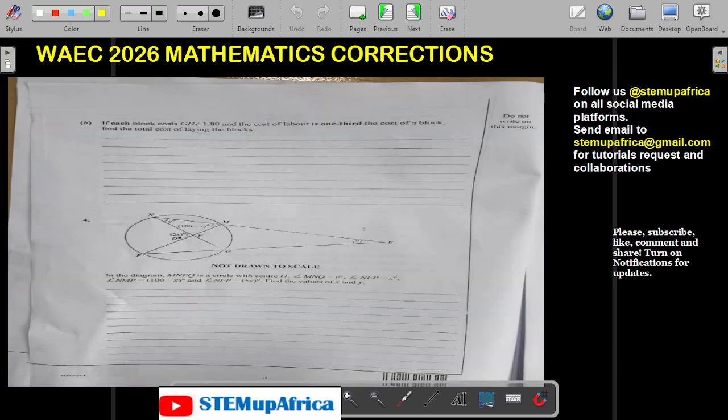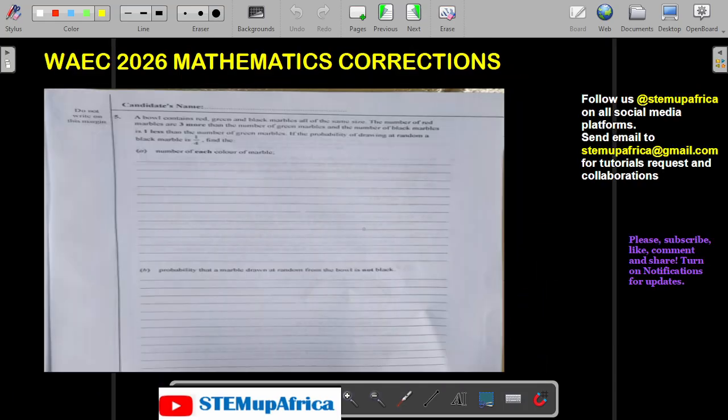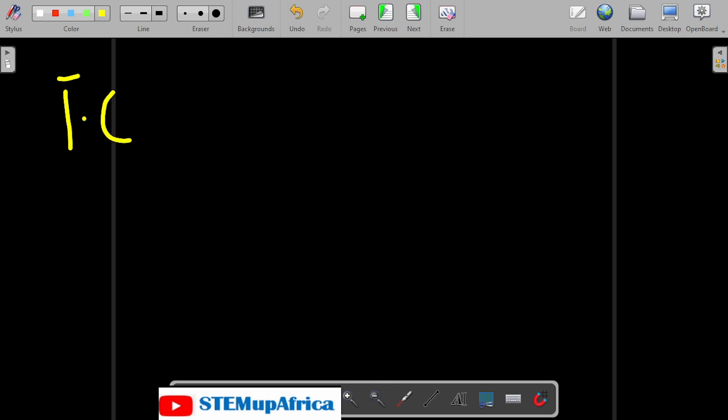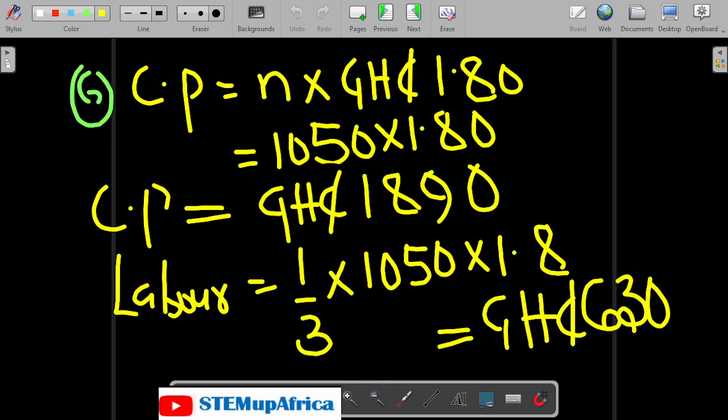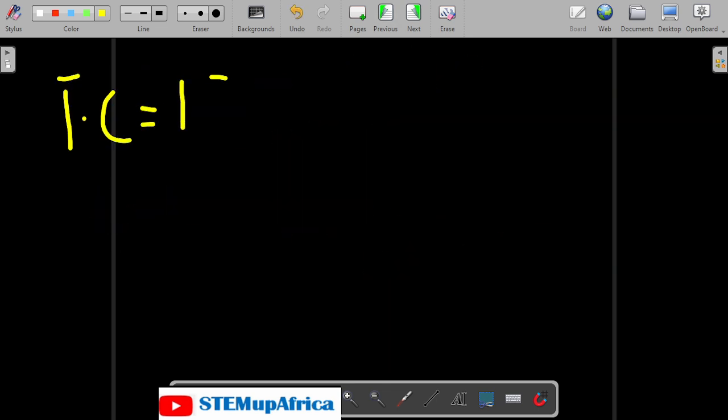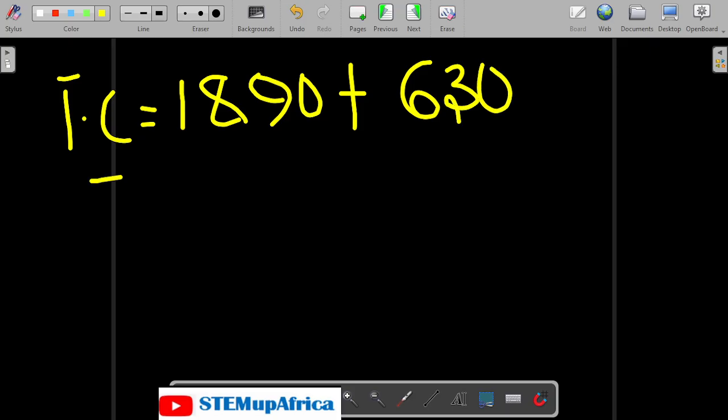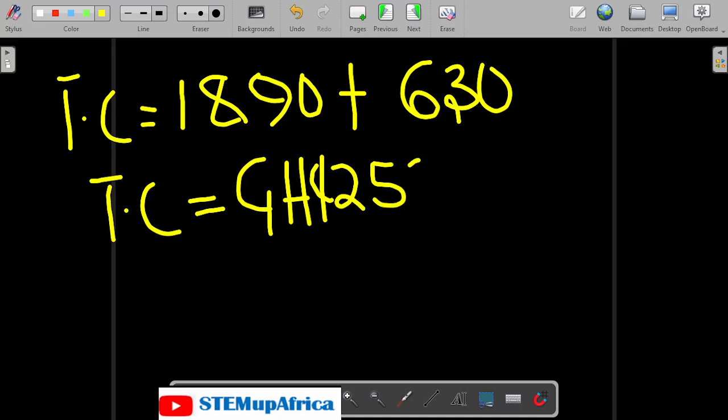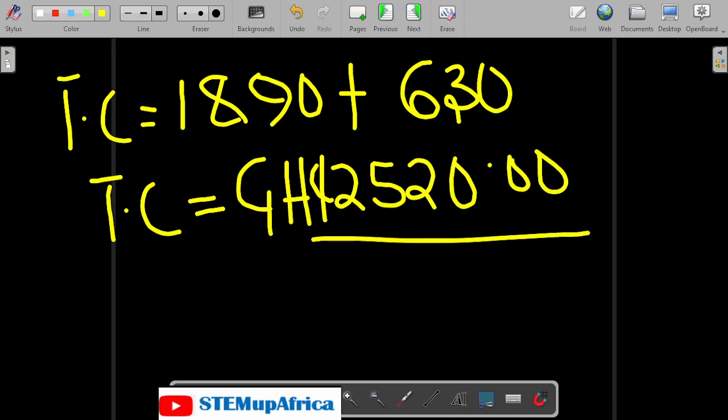The question is, find the total cost of laying the blocks. So the total cost, TC, is the amount for the blocks, 1890, plus 630, which is the cost of labor. The total cost will give us 2,520 Ghana cedis. This is the total cost of laying the blocks.